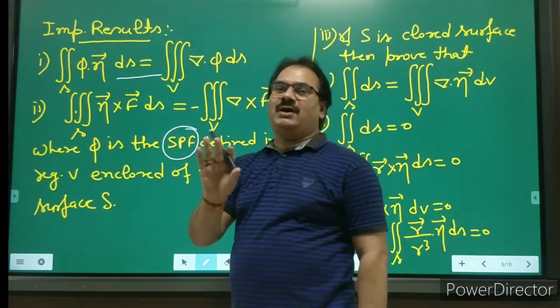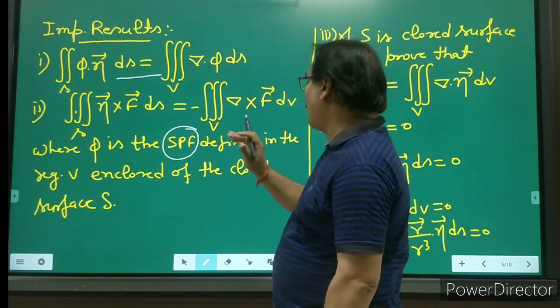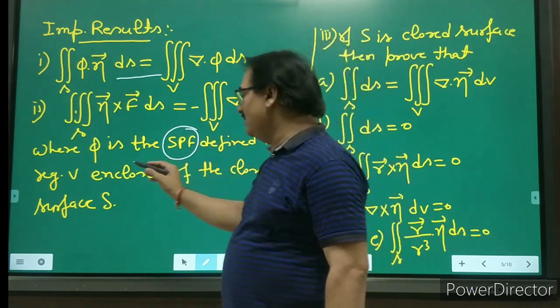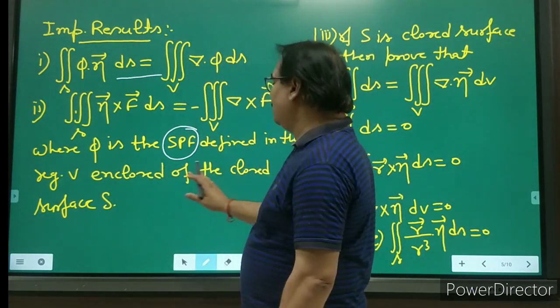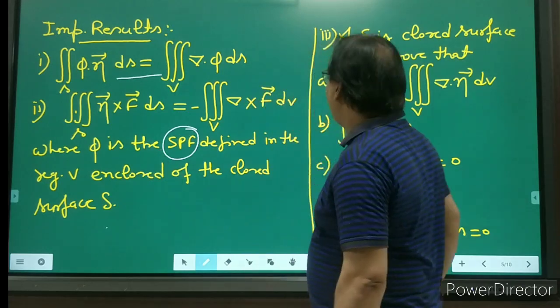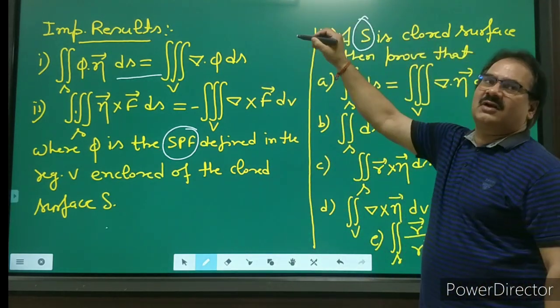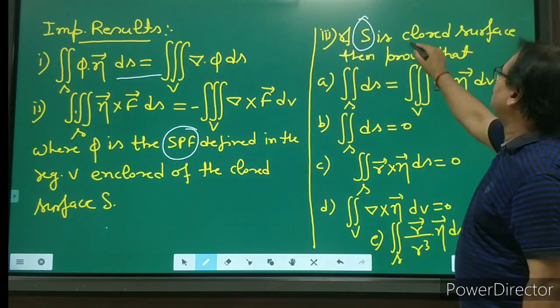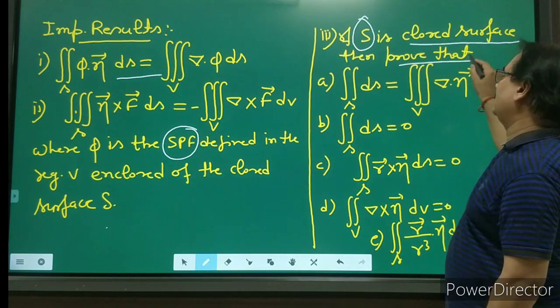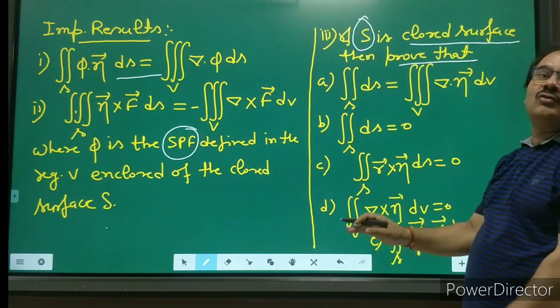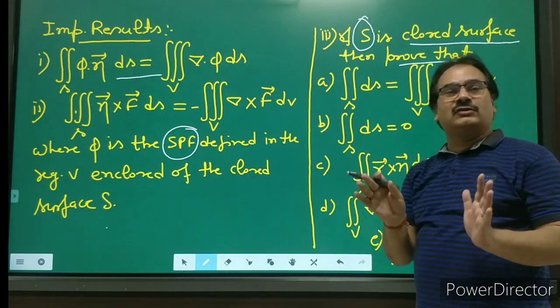Phi is a scalar point function defined in the region V, enclosed by the closed surface S. And third, under different circumstances, if S is a closed surface, then prove that. These are also important results, and you can establish them also. So their proof is also important.